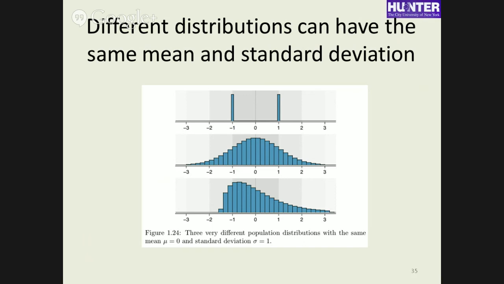And here's an example from the book of 3 different quantitative variables that all have a mean of 0 and a standard deviation of 1. So just keep that in mind. Anytime you're summarizing the data, you're not getting the complete picture, which is why numeric summaries can tell you a fair bit, but not everything, and it can be useful to look at graphs as well to get a better understanding of your data.